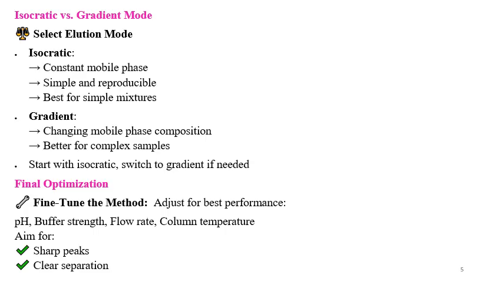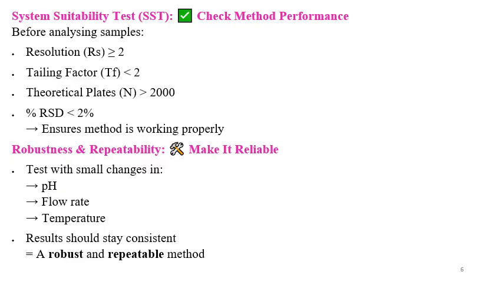Then final optimization is for the fine tuning of the selected parameters. The parameters are required to be adjusted for the best performance. Fine tuning of the pH, buffer strength, flow rate, column temperature is required with the aim of getting sharp peaks and clear separation of the analyte. Perform the SST, that is system suitability test, to check the method performance. It is done before analyzing the samples.